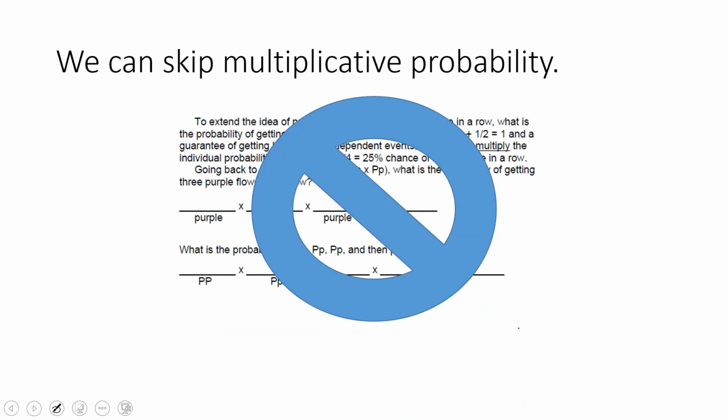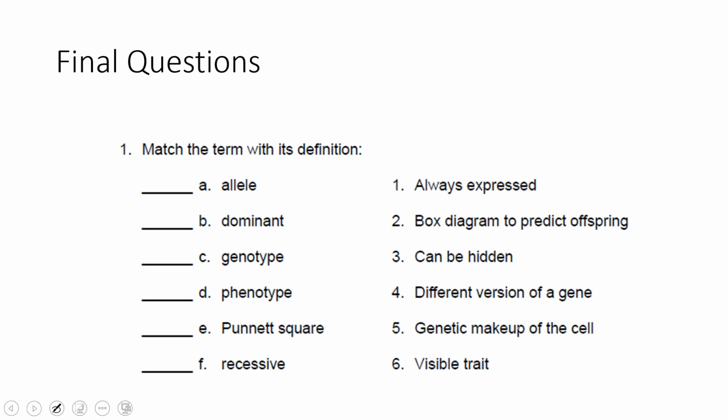After that, they start to talk about, well, what's the probability that they have a purple flowered plant and then a white flowered plant? We're not going to get into that, and so you can just skip that whole section. If you really want to play around with it, it's called the multiplicative probability, and you have to multiply the probability of each of those individual events times each other, and it will give you a smaller chance that both of those 2 events happen and in that order. After that, a bunch of questions for us to answer.